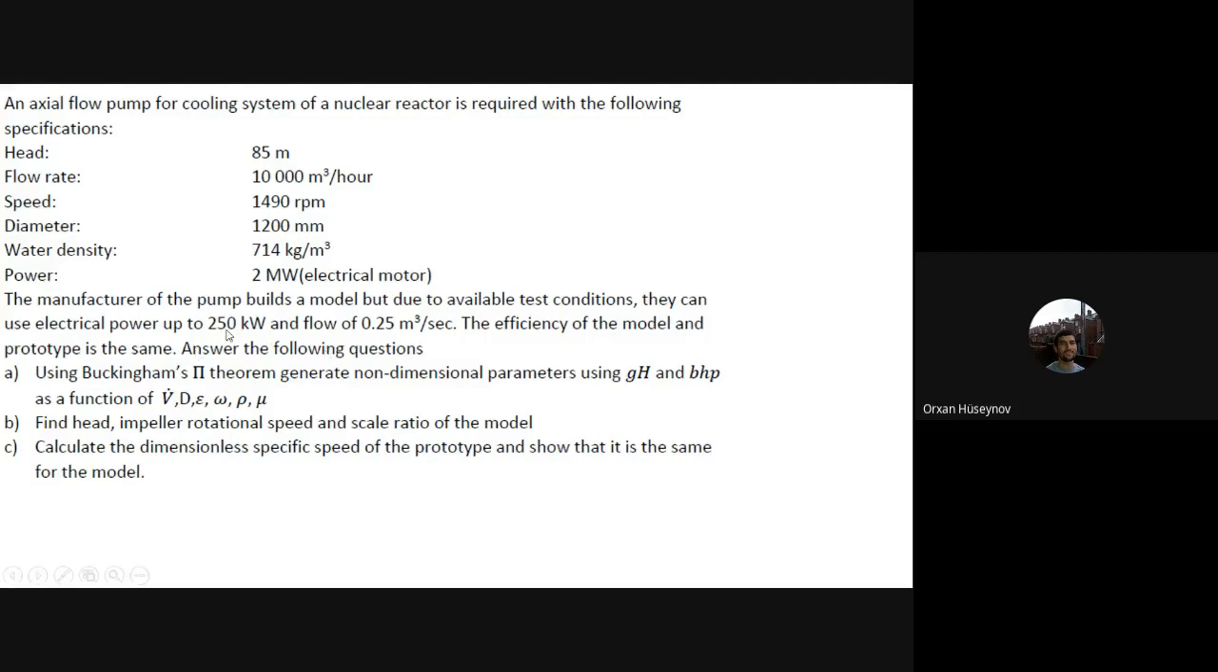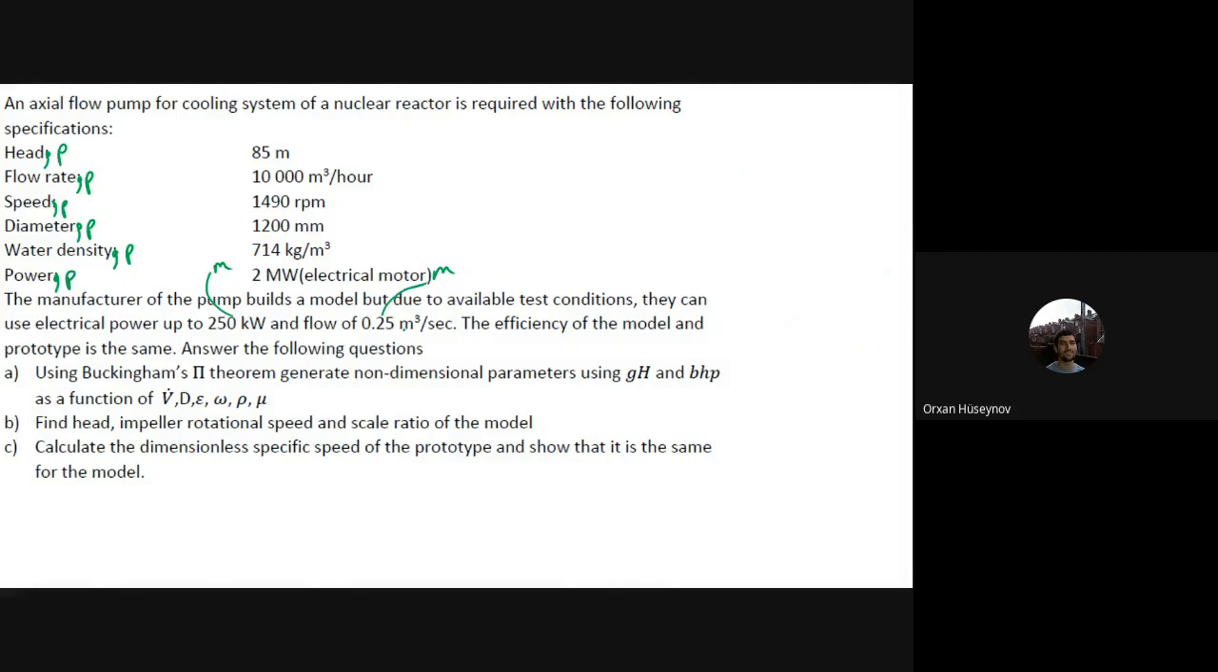The manufacturer of the pump builds a model, but due to available test conditions, they can use electrical power up to 250 kilowatts and a flow of 0.25 cubic meters per second. So all of the values here, for example head of the pump, flow rate, speed, diameter, and water density, are for the prototype, and these last two are for the model. They have built a model to understand what happens in reality.